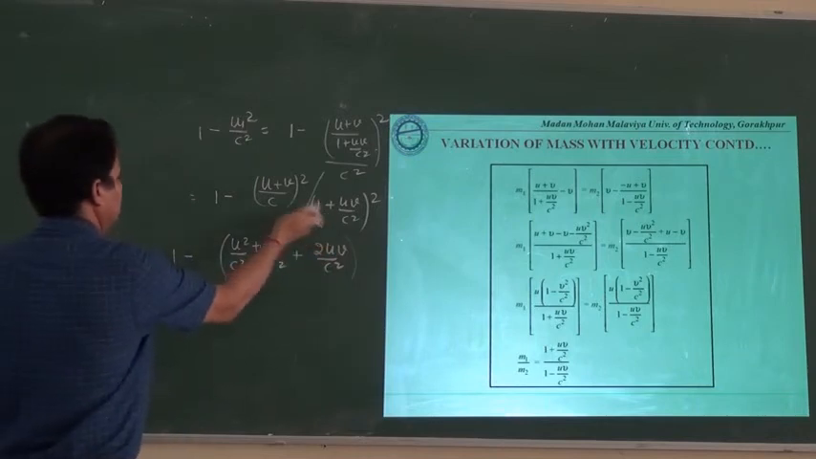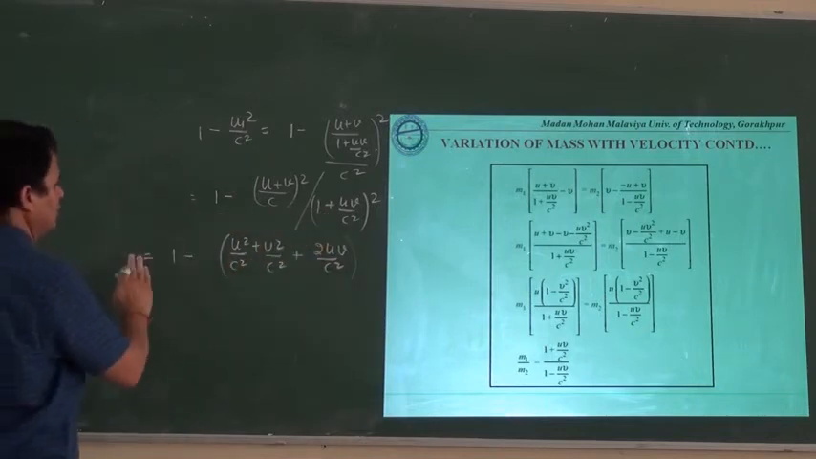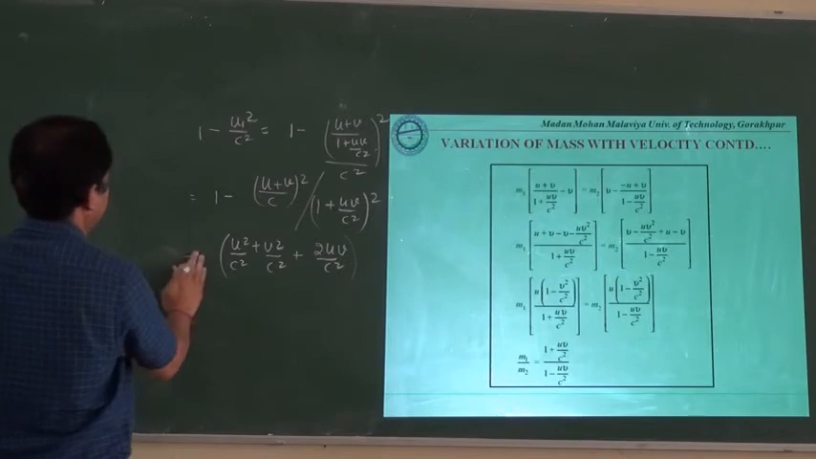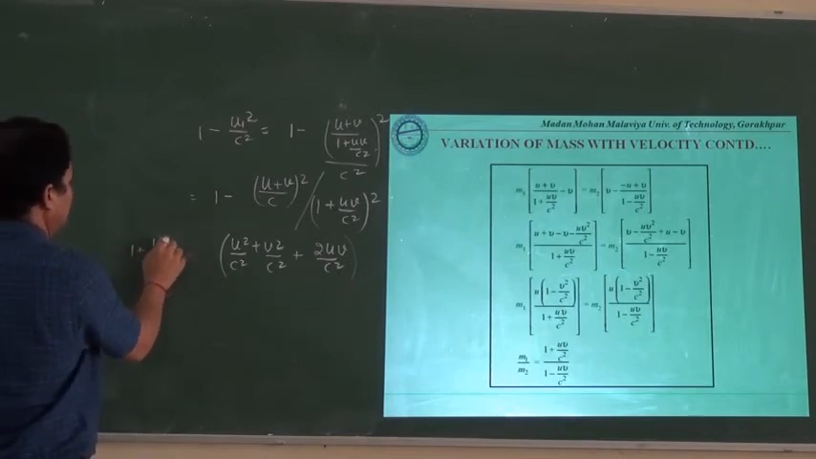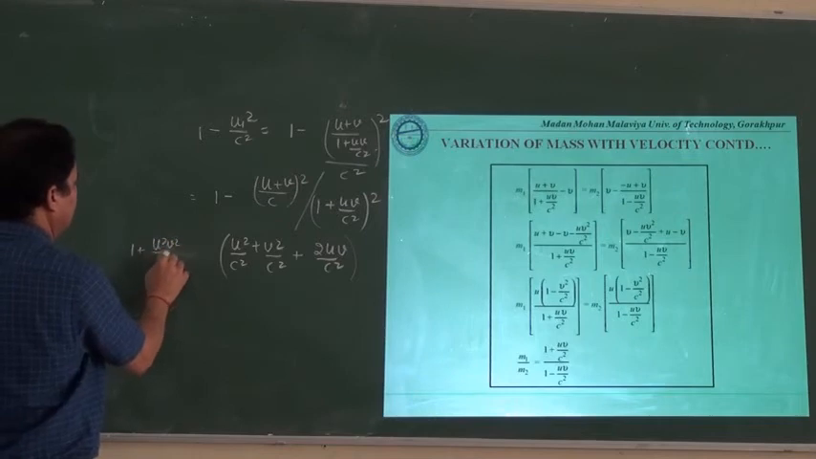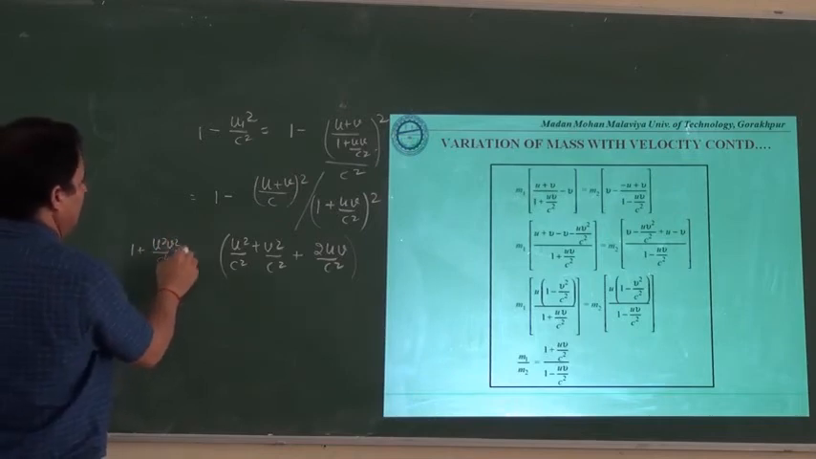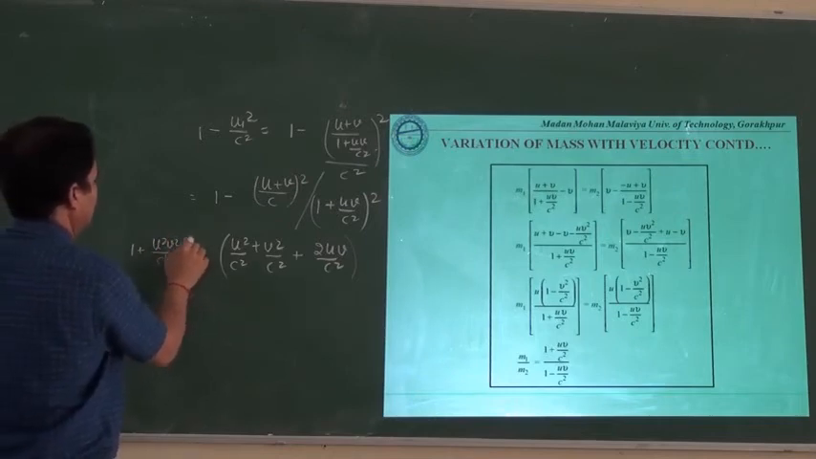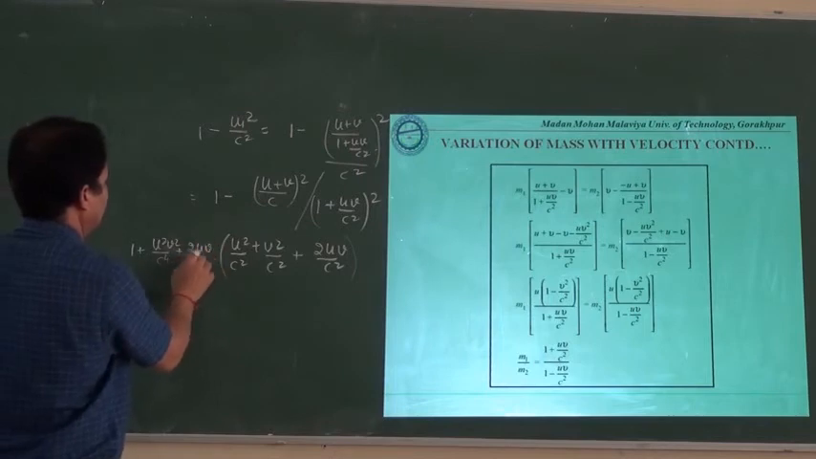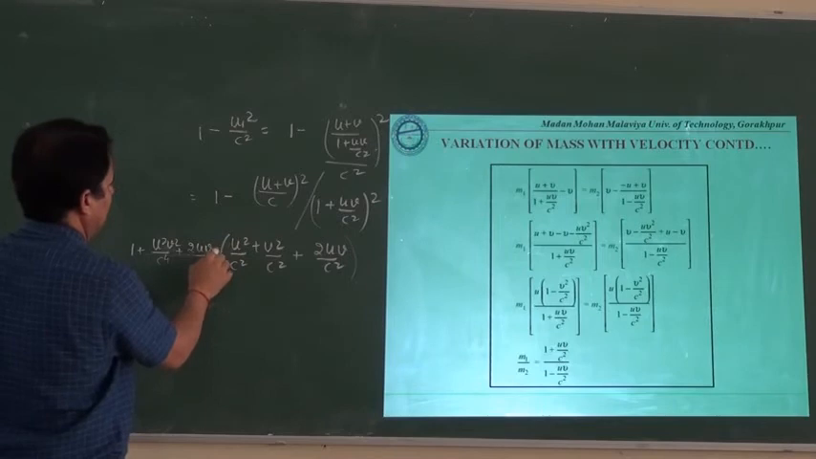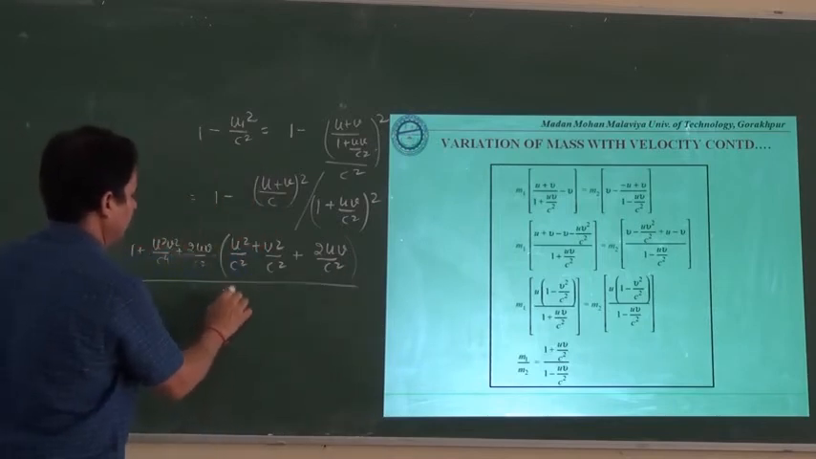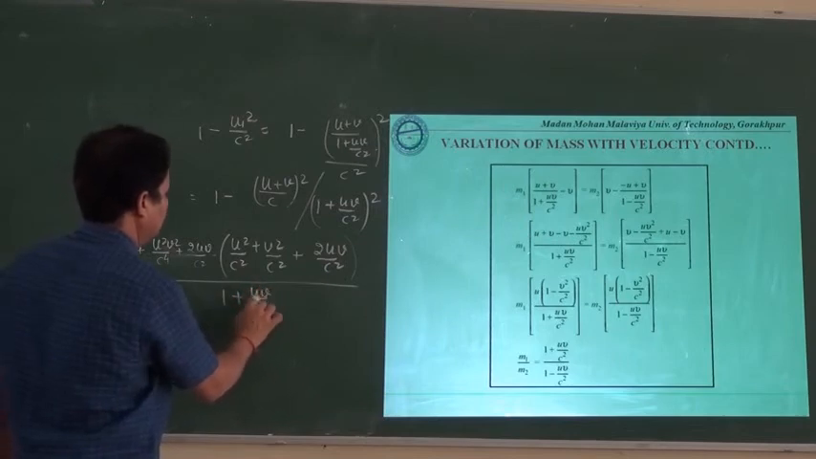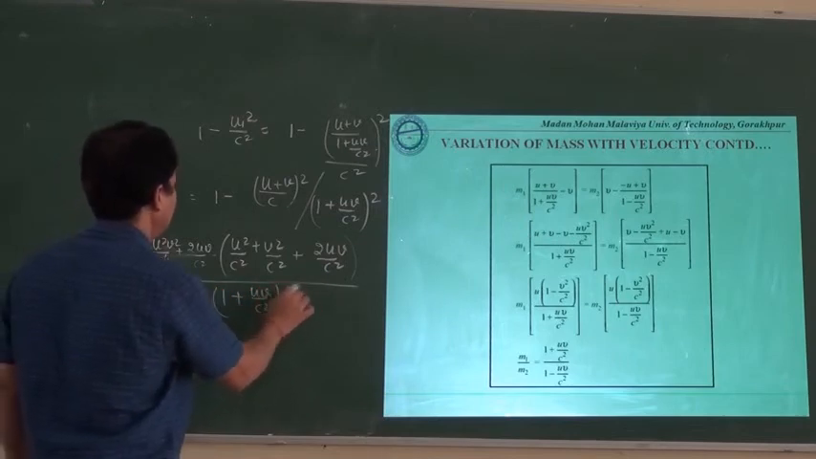You may put it here in place of 1, because by taking the LCM you may write it as 1 plus u square v square upon c to the power 4 plus 2 times uv upon c square, and here will be the negative sign, and this will be divided by 1 plus uv upon c square whole square.